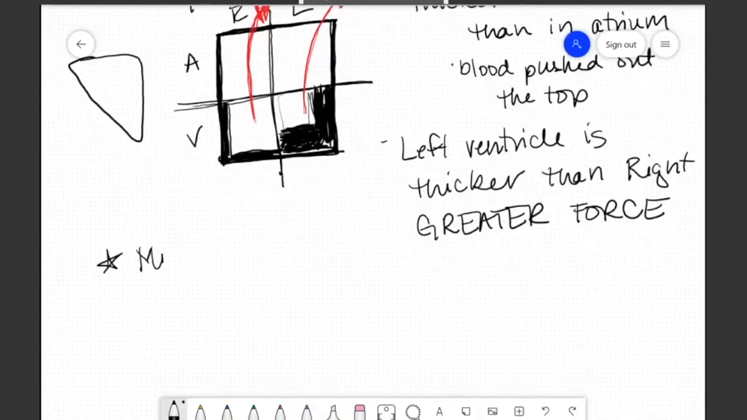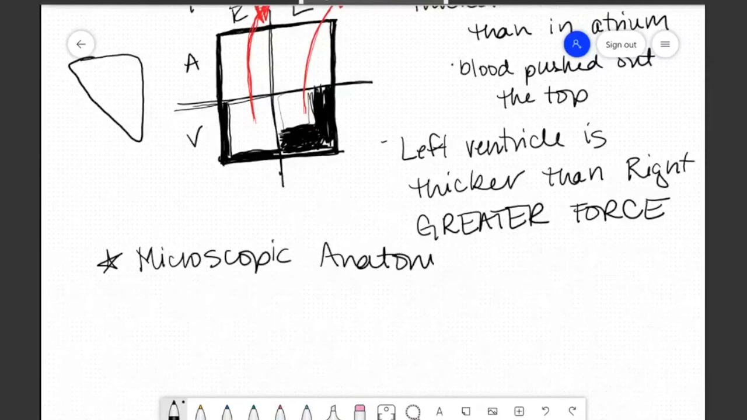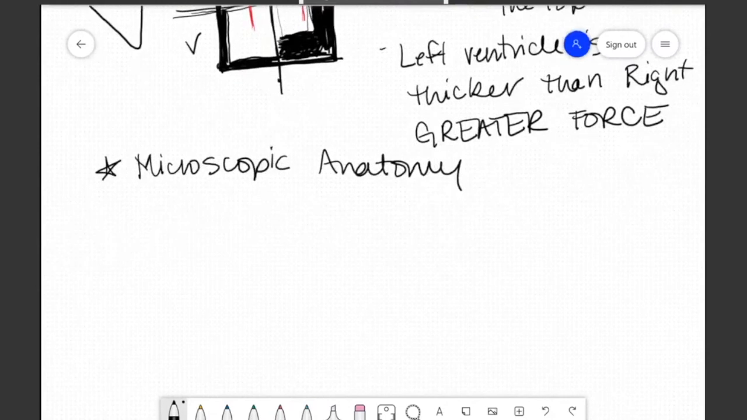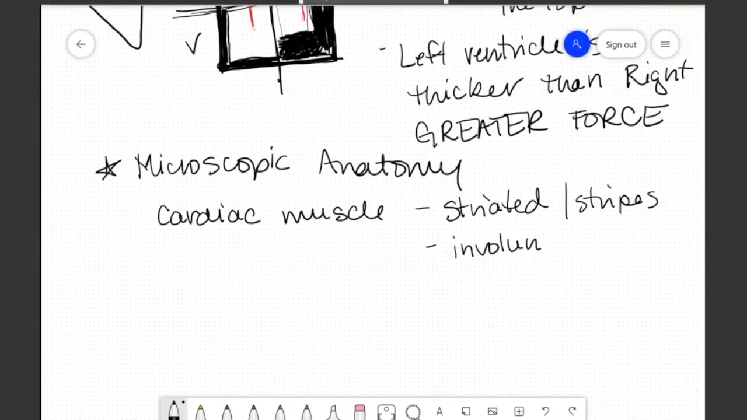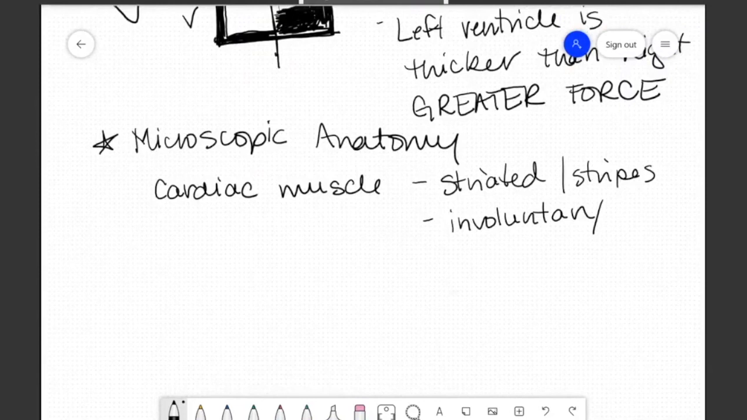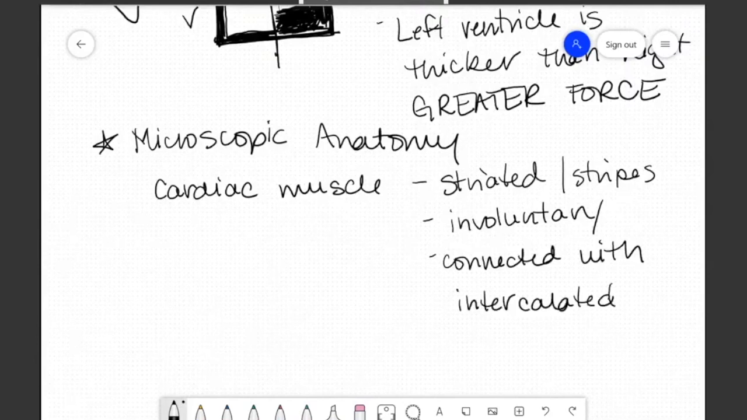Let's talk real quick about the microscopic anatomy of the heart muscle. So remember from A&P1, cardiac muscle has a couple features. It is going to be striated, so it will have stripes. It is involuntary, so you don't actually choose to control it. It does its own thing. And it is going to be connected with intercalated discs. Those are important. Intercalated discs. This guy right here is the important thing.